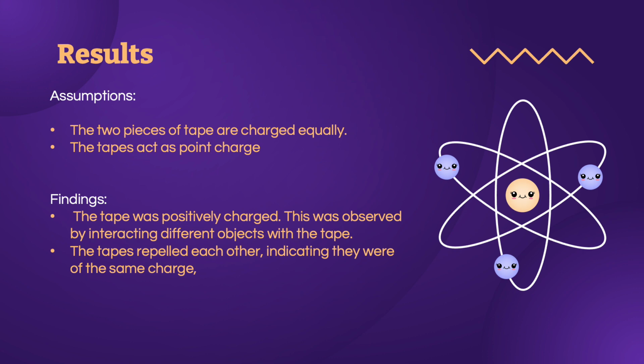The findings were that the tape was positively charged, and this was observed by interacting different objects with the tape. Whenever my hand would go near, the tape would attract to my hand. Whenever the neutral object was near, the tape would also attract to it. And whenever the negatively charged pen was interacted with, it was attracted. However, the two tapes repel each other, which lets you know that they are the same charge and that they are positively charged.